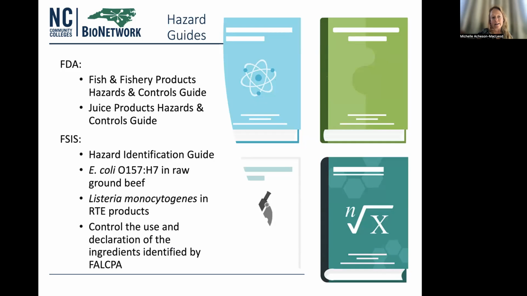So for your actual guidance, the FDA has the Fish and Fishery Products Hazards and Control Guidance. Juice has a Hazards and Controls Guide. FSIS, we have a hazard identification guide. We have specifically E. coli O157:H7 in raw ground beef, Listeria monocytogenes in ready-to-eat products, and control the use and declaration of ingredients identified by the Food Allergen Labeling Consumer Protection Act. All of these you can look at and review. It would be a good thing for you to check out in your downtime, especially if you're very curious about this stuff.